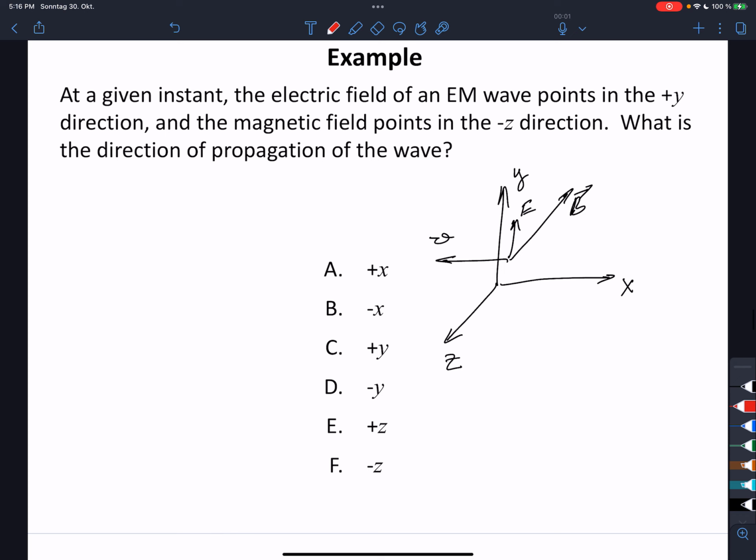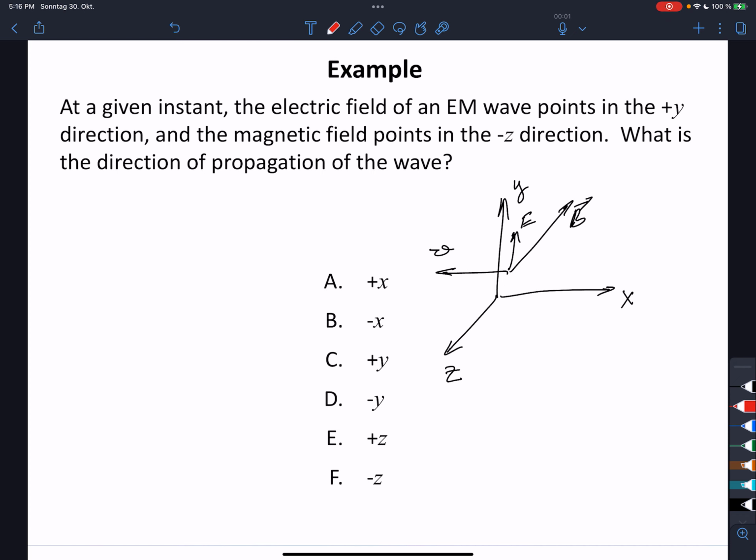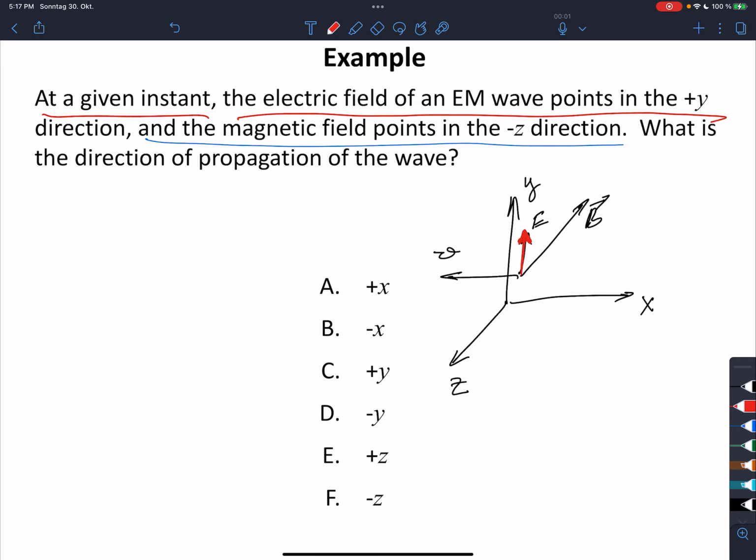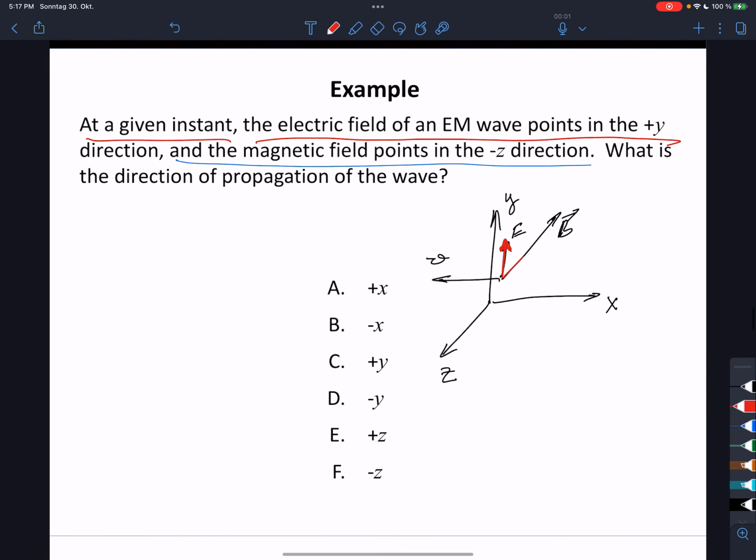Okay, here's an example for you. In this example, what we said is that at a given instant, the electric field of the electromagnetic wave points in the y direction, and I already drew it over here, so this is the electric field. Then they also said that the magnetic field points in the negative z direction. I drew this axis over here, and in another color, this is my magnetic field, in the negative z direction.